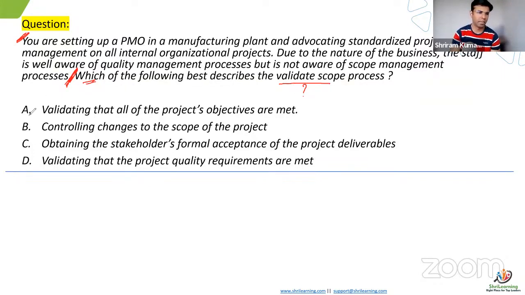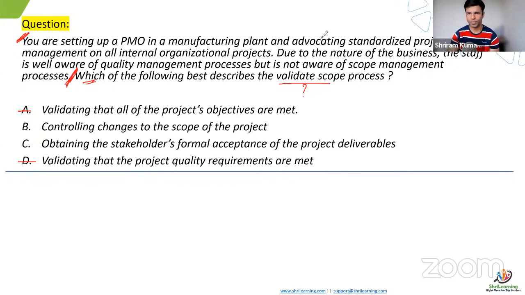Let's come here. Since A and D are ignored, I will not spend too much time there. Let's go with B and C. Let's start with B. I have a few people on B and some of them going to C. B says controlling changes to the scope of the project. People who went to B, what is your thought? Why did you think B is a good answer for validate scope?